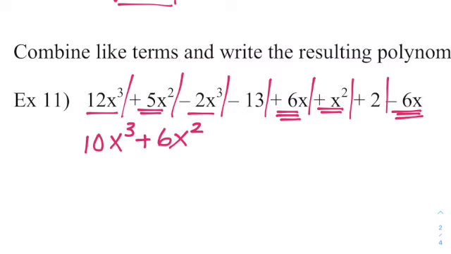Okay, and the last one, I'm going to do a squiggly line. So that's negative 13 plus 2. And negative 13 plus 2 is like you lost $13 and you found $2. You still lost $11. So minus 11. And that is all you have to do.